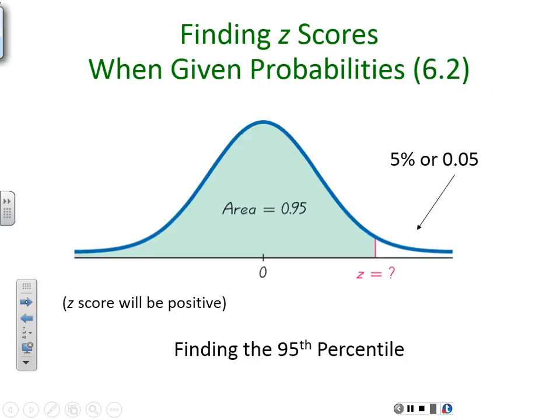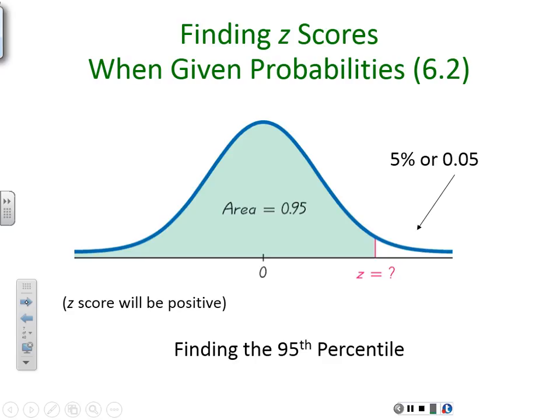So if I look at some examples, this is the exact same one I was just saying. If I want to find the 95th percentile, you're trying to figure out what would cut off the top 5% from the lower 95%. So that's the same as finding the 95th percentile, finding out what is going to give me an area to the left that is 95% of those values, and then finding the z-score that goes with it.